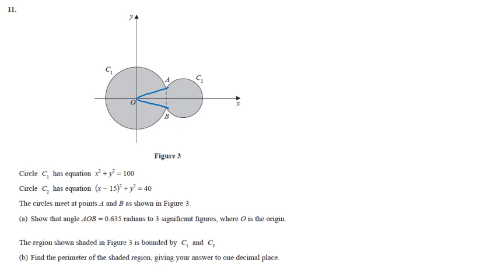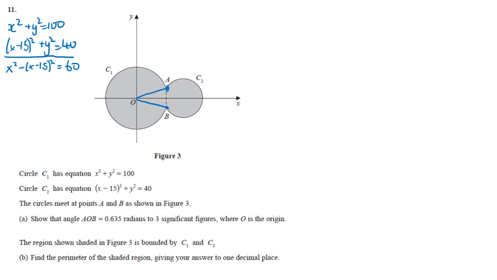So first of all, what would be useful to do is find the coordinates of A and B, because we'd like to find the distance between A and B to be able to draw a triangle and work out the angle. So we need to solve the circle equations together: x squared plus y squared is 100, and (x minus 15) squared plus y squared equals 40. If we subtract one from the other, we get x squared minus (x minus 15) squared. The y squareds cancel, and 100 minus 40 is 60.